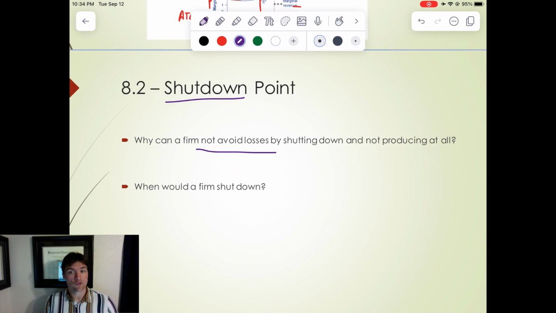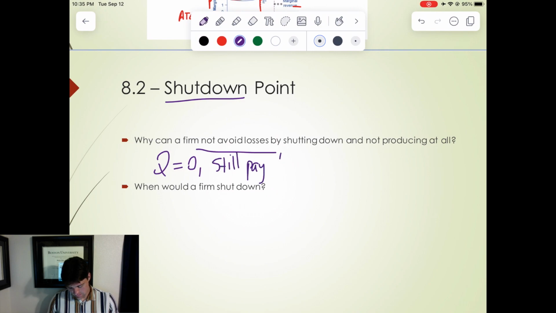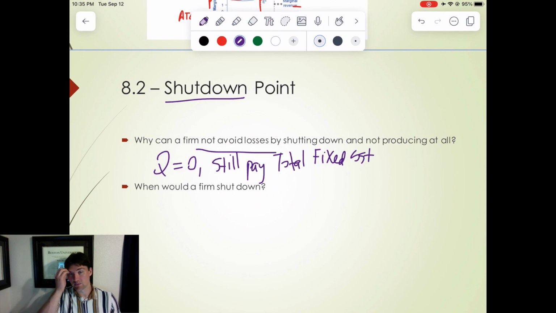You still have to pay your fixed costs, right? Even if you produce zero quantity, you still pay the fixed cost. So that's why we need to, not just shut down. We need to figure out, okay, look, we already have to pay the fixed cost. Let's try and produce. So there's a different criteria for when we should stop producing.